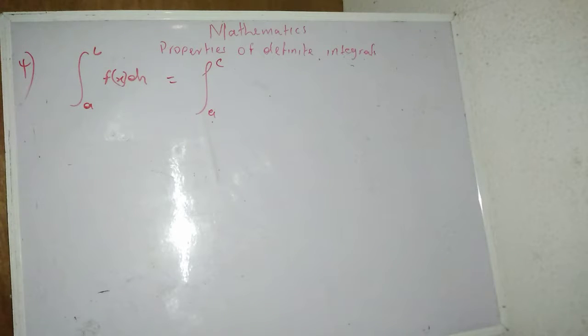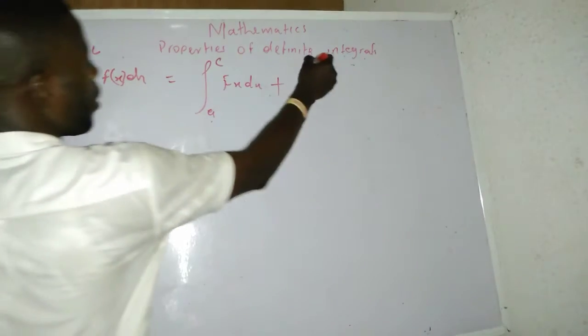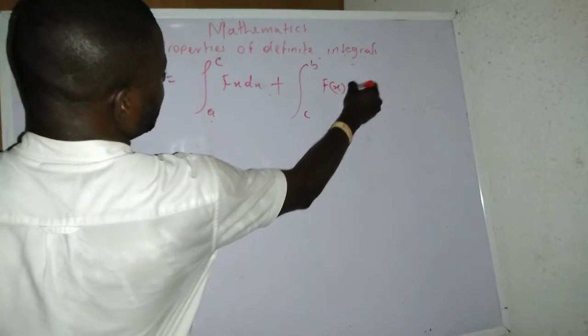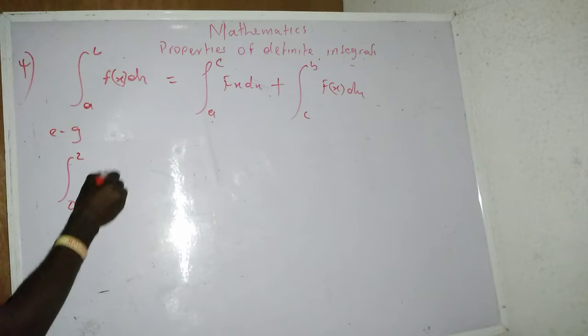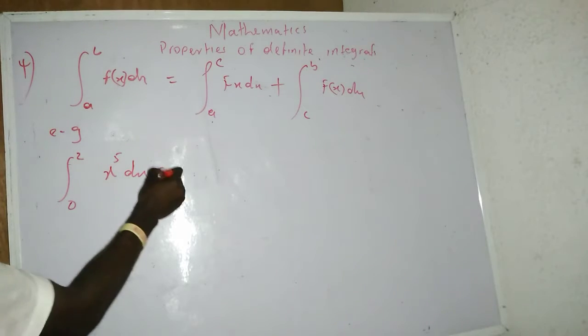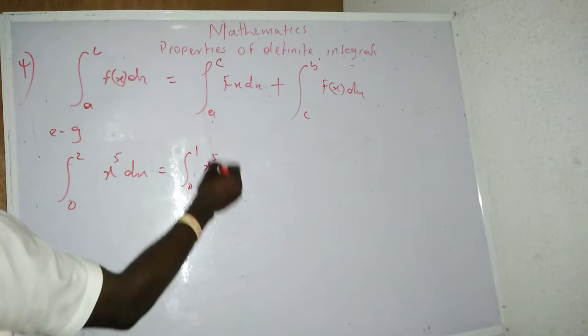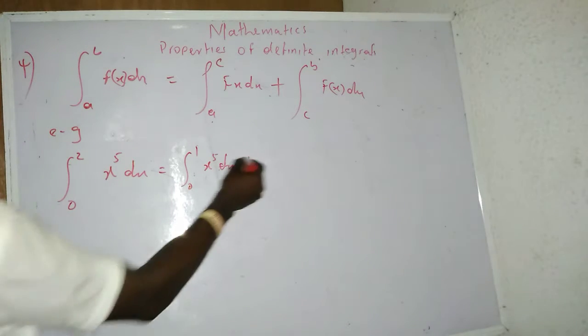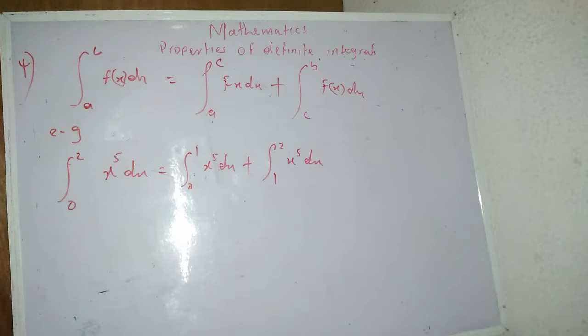I have the integral from c to a of f of x plus the integral from b to c of f of x dx. For instance, for example, if I have the integral from 0 to 2 of x raised to power 5 dx, I can interpret this as the integral from 0 to 1 of x raised to power 5 dx plus the integral from 1 to 2 of x raised to power 5 dx. That is all about that.